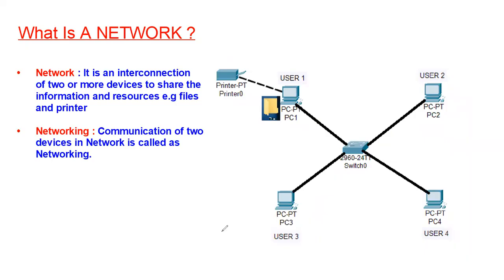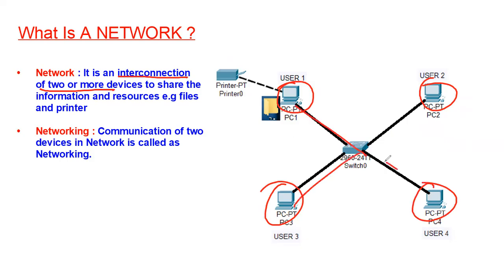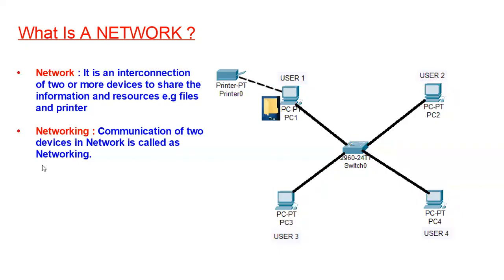All right, so what is a network here? As we have just discussed, it is an interconnection of two or more devices. If you see, we have four PCs, and in this example all these PCs are connected to a network. So it is an interconnection of two or more devices to share information, like files, and resources, like a printer. And what is the meaning of networking? Communication of two devices in a network is called networking. So this is the meaning of network and networking.